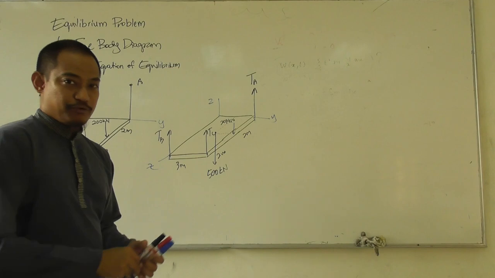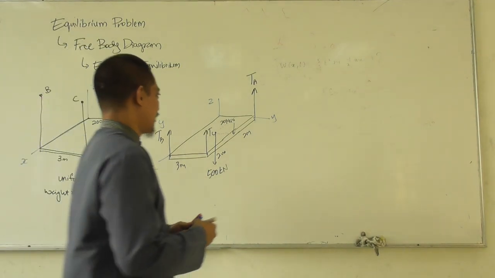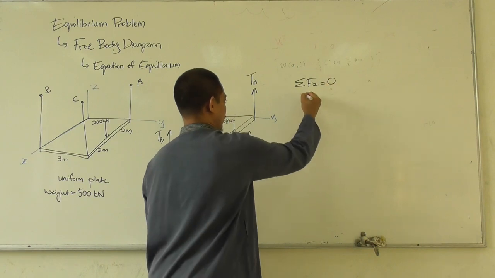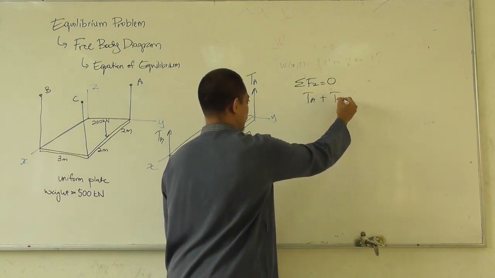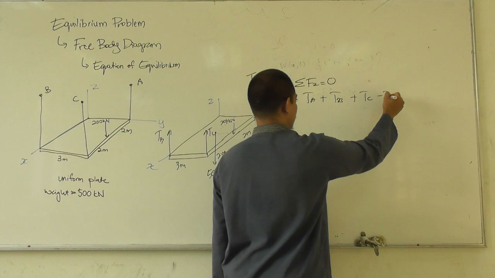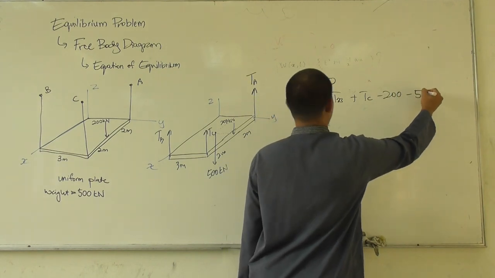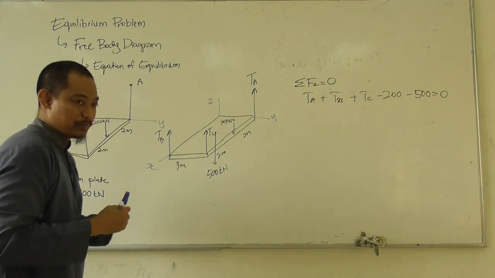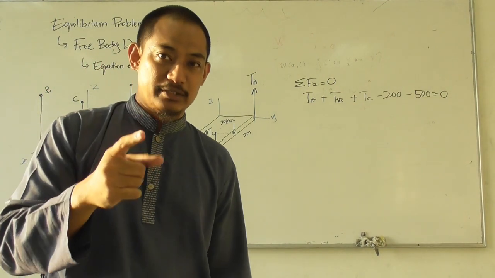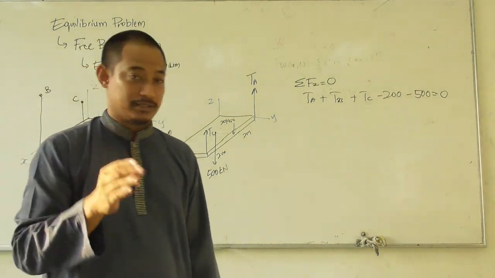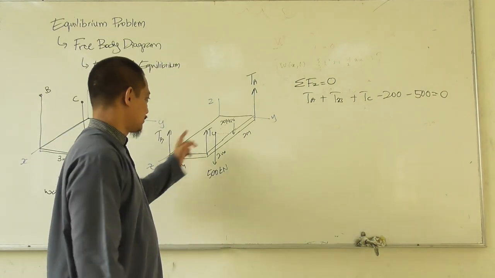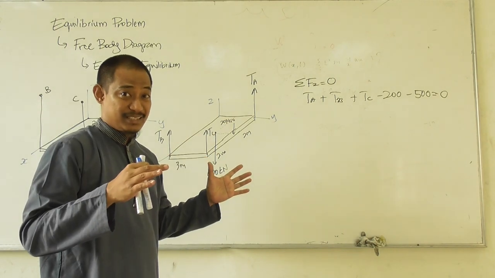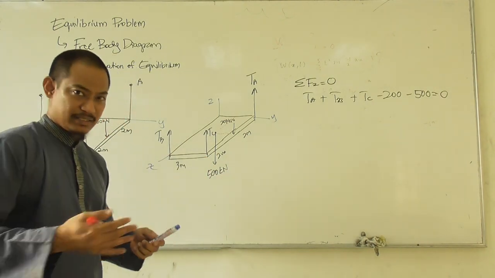Now for summation of Fz, you cannot do anything about that. So basically you have PA plus PB plus TC minus 200 minus 500 equal to 0. That's just it. But for moment about x, y, z, you can actually define where the axis is. Right now what we do is we use this x, y, z axis. What if I want to use a different axis to make it easier? Is there any way to make it easier?